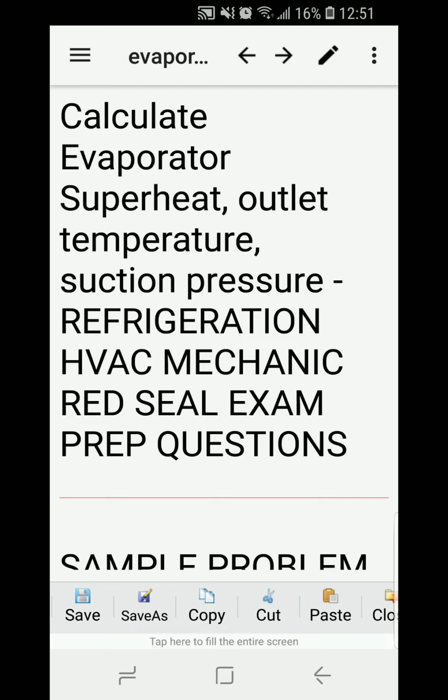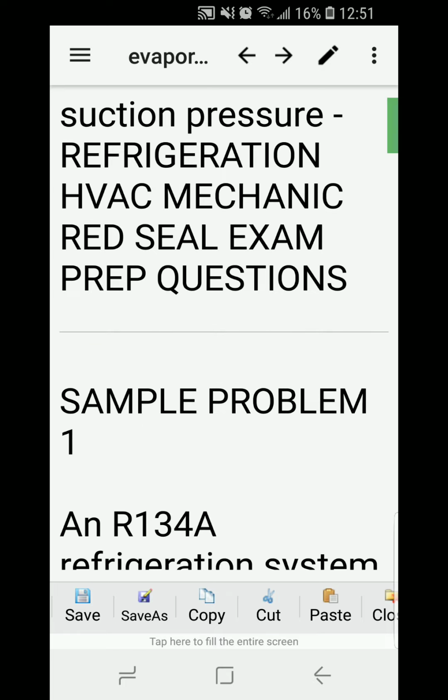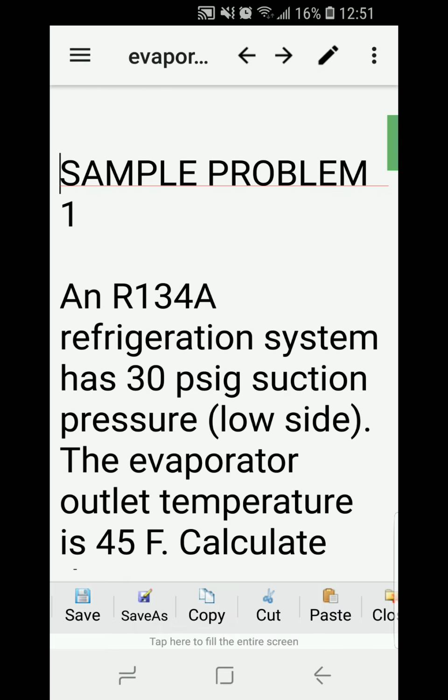In this video I want to do a calculation of the evaporator superheat, as well as the outlet temperature of the evaporator. So there are going to be two sample problems in this video, starting with sample problem number one.